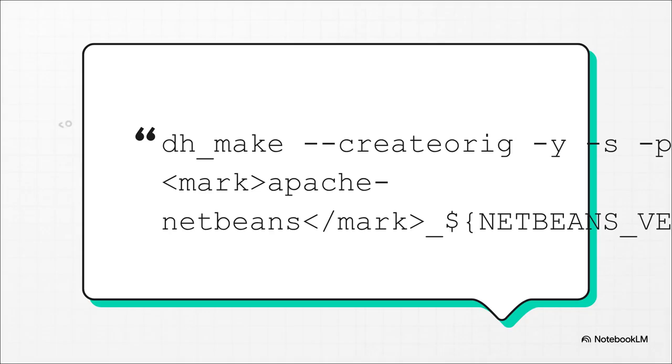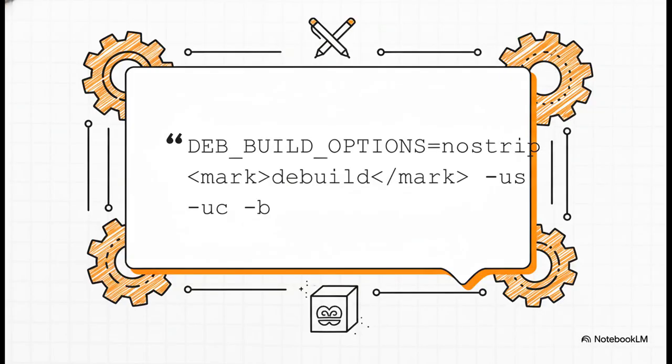And here we see the architect, dh_make, in action. We're telling it to set everything up as a single binary package, and we're passing it some key info, like the package name, which, again, uses that awesome version variable to keep things dynamic. And finally, the construction crew gets to work. dpkg-buildpackage kicks off the entire build process. Those -us and -uc flags are just telling it, hey, don't worry about cryptographically signing this package, and -b says we only want the binary. When this command finishes, boom, we have our shiny new .deb file ready to go.